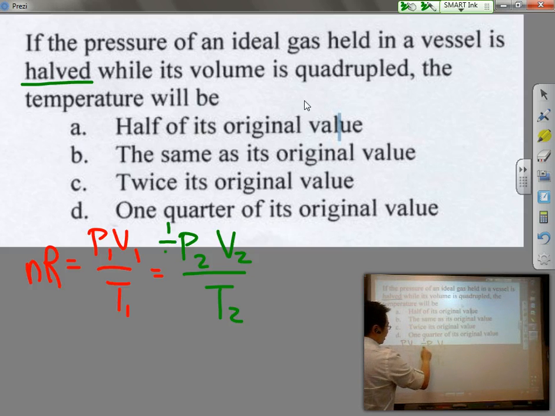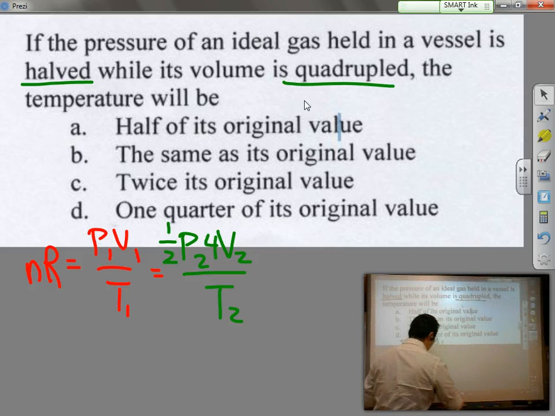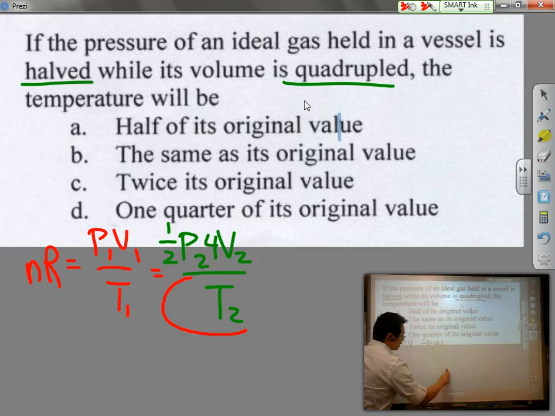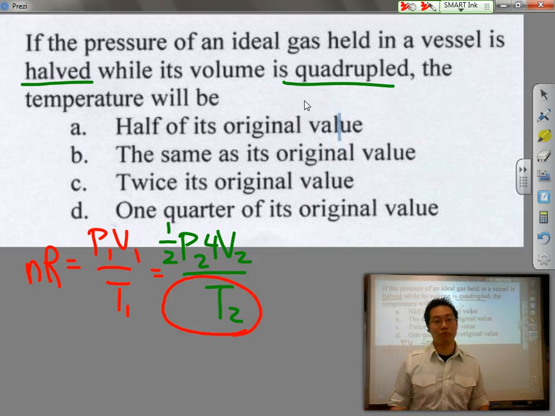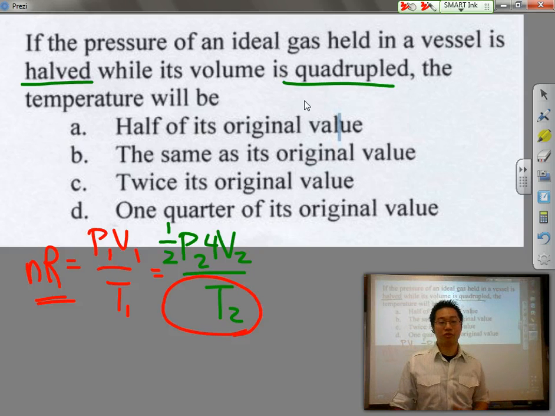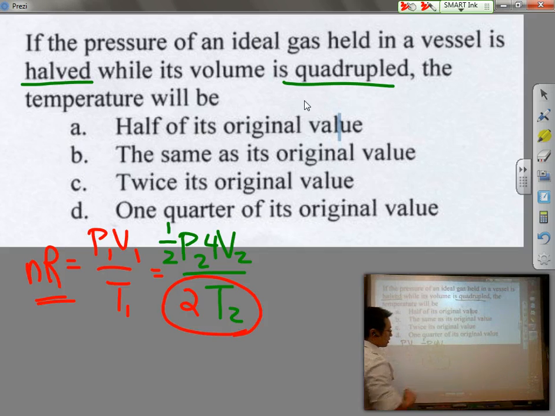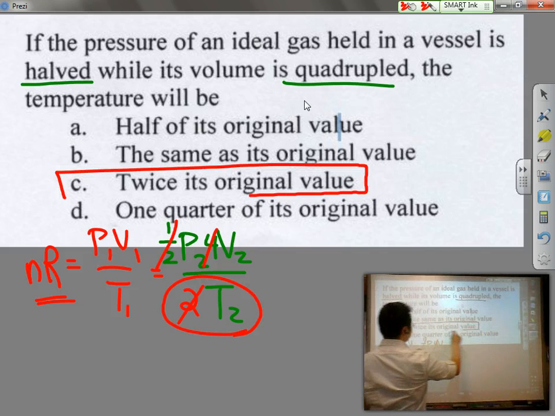that means I have 1/2 the pressure. The volume is quadrupled, so I have 4 times the volume. So the key question is, what number do I put in front of the temperature to cancel out all of the multipliers so that this number does not change? So 1/2 times 4 is 2. So if I double the temperature, I will cancel out all of the multipliers, meaning that the temperature must have doubled as well.